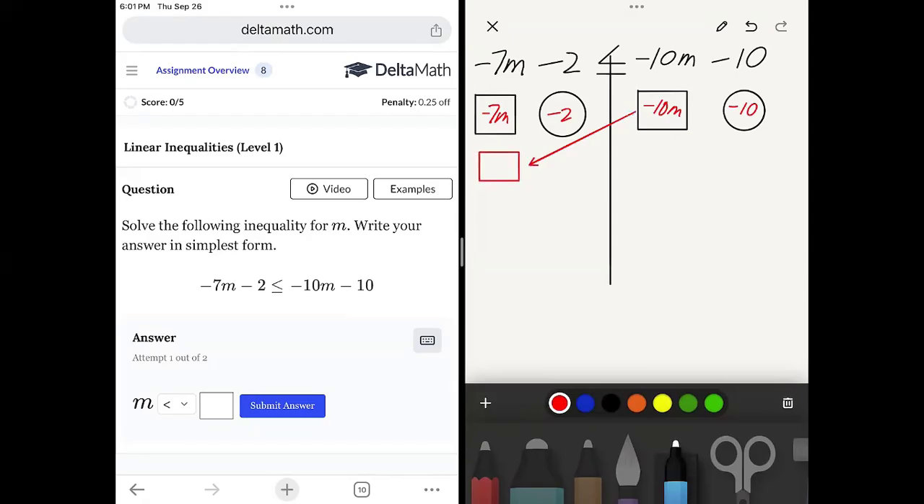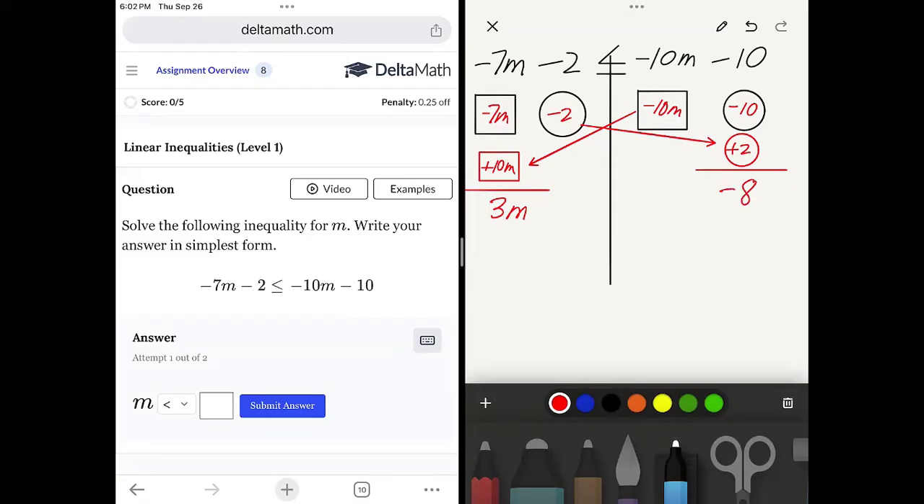So this is going to change the sign, cross the line, change the sign. So this is going to be a plus 10m. Then I'm going to take this circle, move it over here with this circle. So this is going to be plus 2. Now all I'm going to do is add these. I got a negative 7m plus 10m. That's going to be a positive 3m. And then over here is a negative 10 plus 2. That's going to be a negative 8.